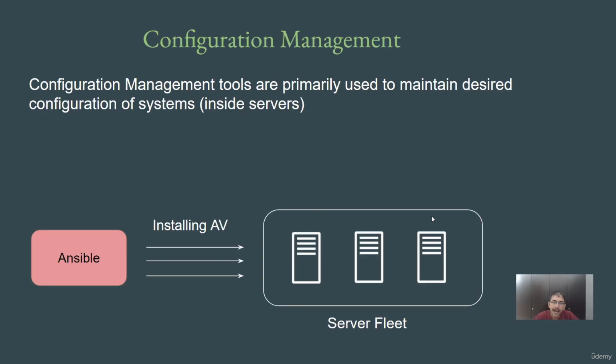At a high level, configuration management tools are primarily used to maintain the desired configuration of the systems, in brackets, inside the servers. For example, you have a configuration management tool called Ansible, which is very popular in the industry. And on the right hand side, you have some set of servers. When we discuss maintaining desired configuration of systems, for example, you want to configure your application once the servers are launched. That is where a configuration management tool comes into the picture.